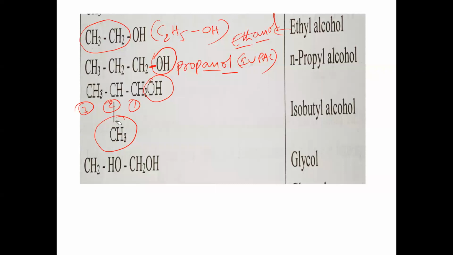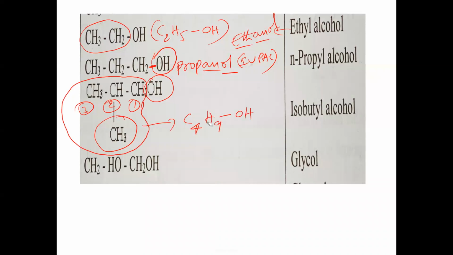But here, 2-methyl propanol is the IUPAC name. And what is the common name? We check it here. This whole group is called a butyl group. Butyl group means C4H9, C4H9 bonded to OH. It is butyl alcohol.